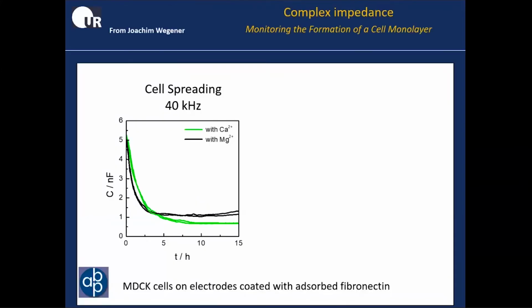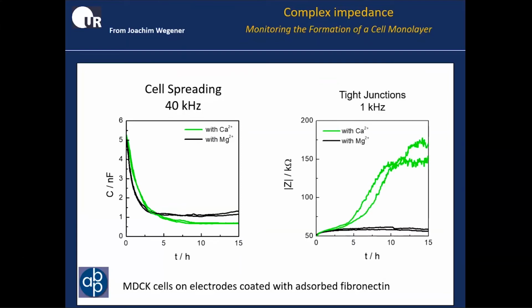So let me show you an example of this. Now we're going to follow the capacitance measured in nanofarads as a function of time when we inoculate MDCK cells on adsorbed fibronectin. The other aspect of this experiment is that the green traces are with only calcium as a divalent metal ion. The black traces are only with magnesium as a divalent metal ion. And we see that in both cases, although there are subtle differences, the cells attach and spread regardless of the type of divalent metal ion present.